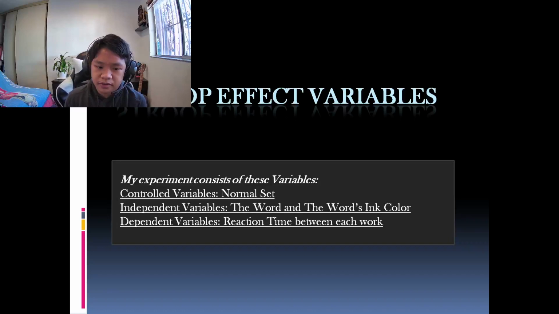My variables are as follows. My controlled variable is the normal set, or the congruent set. My independent variable is the word and the word's ink color that is imprinted. The dependent variable is the reaction time between each word.